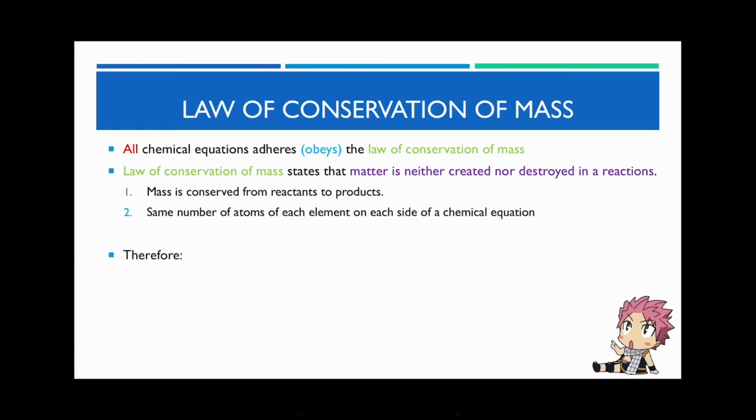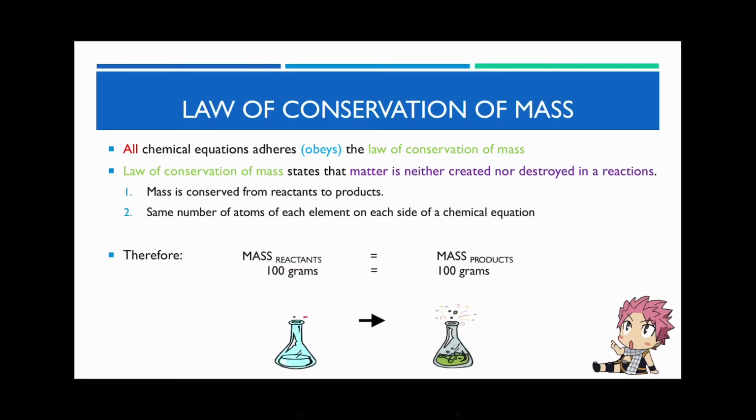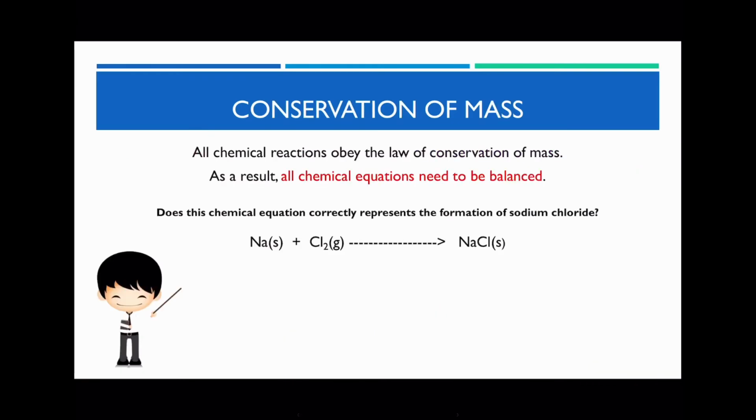So just to show you what I mean by the conservation of mass, say that you started off with 100 grams in your reactants. At the end of the reaction, you should also have 100 grams. So in this case, you cannot create something that is lighter or heavier than your initial amount due to the law of conservation of mass. Now, my first stop point again, I'm just emphasizing that all chemical equations or reactions obey the law of conservation of mass. And what this essentially implies is that all chemical equations need to be balanced.